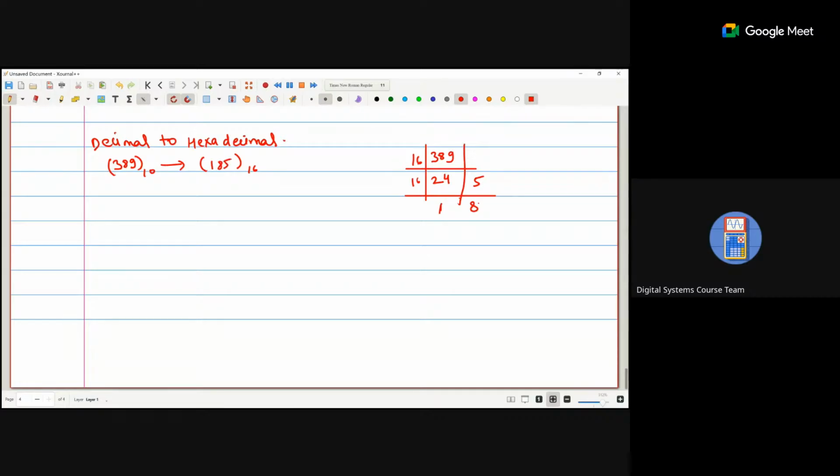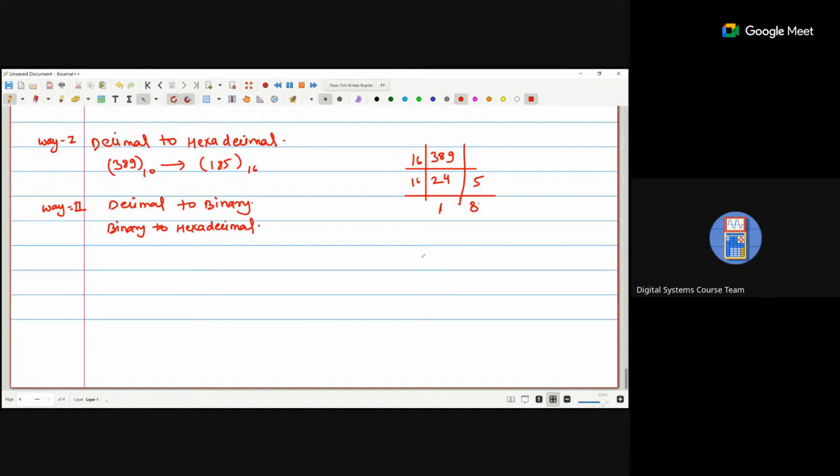The other way is decimal to binary and binary to hexadecimal. So way two is decimal to binary and binary to hexadecimal.